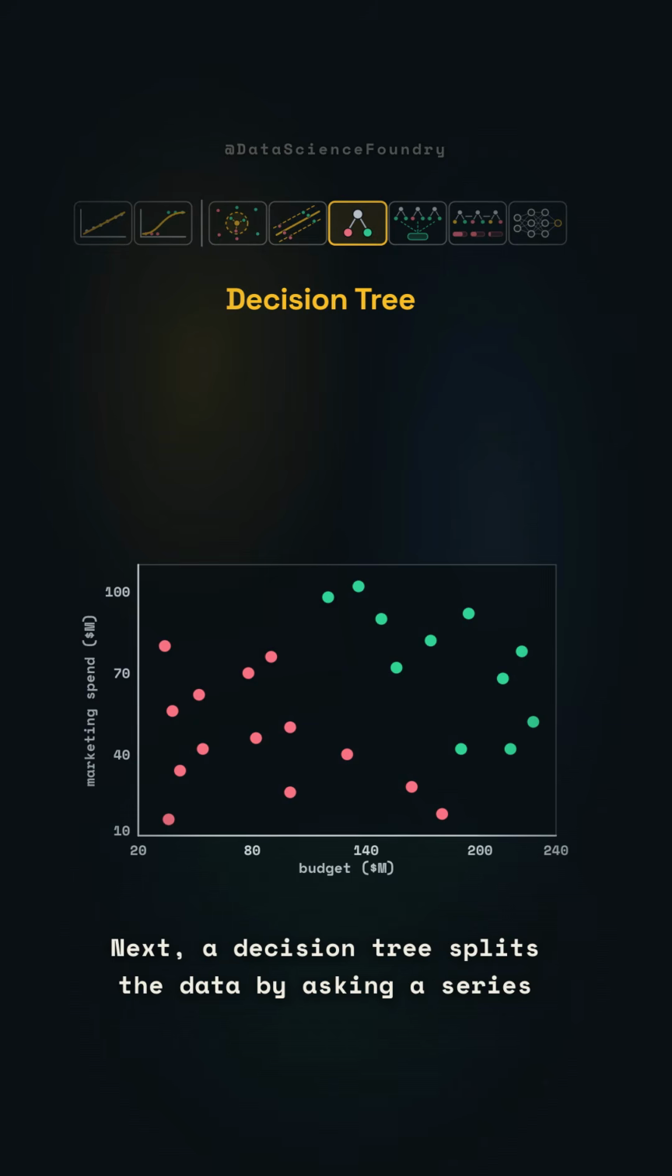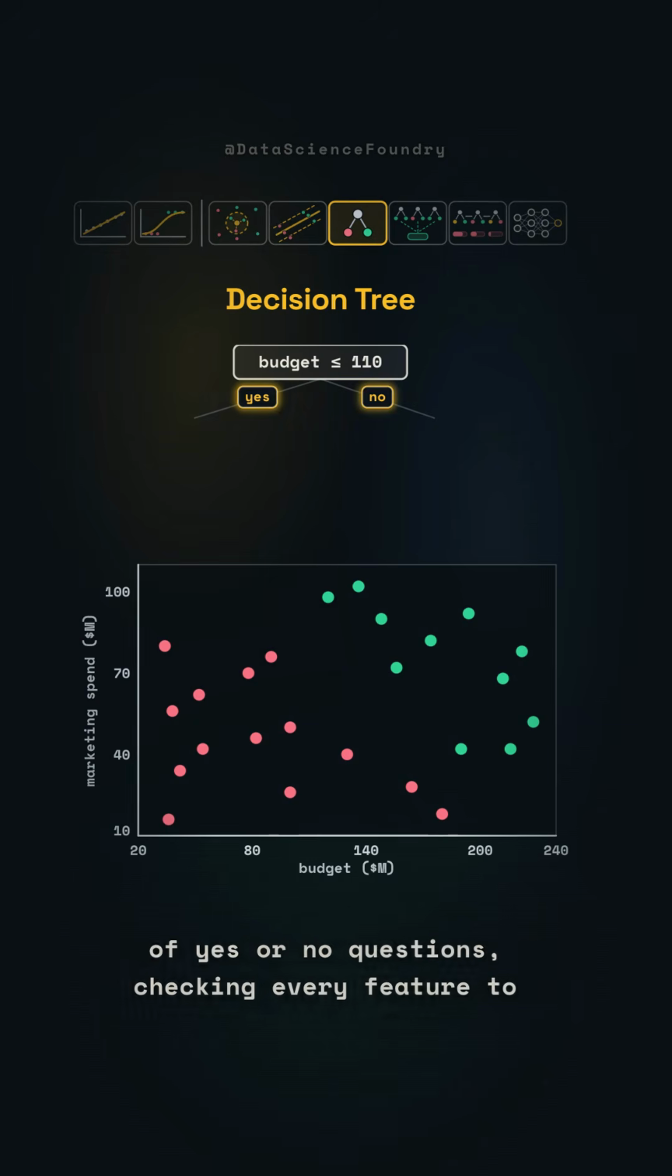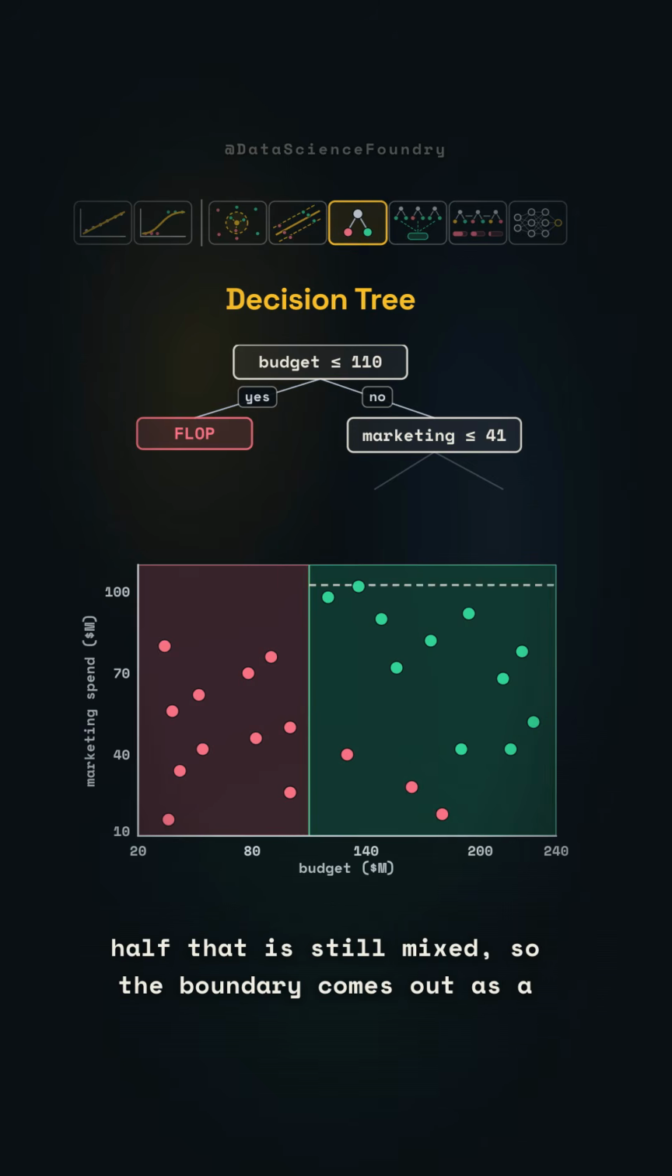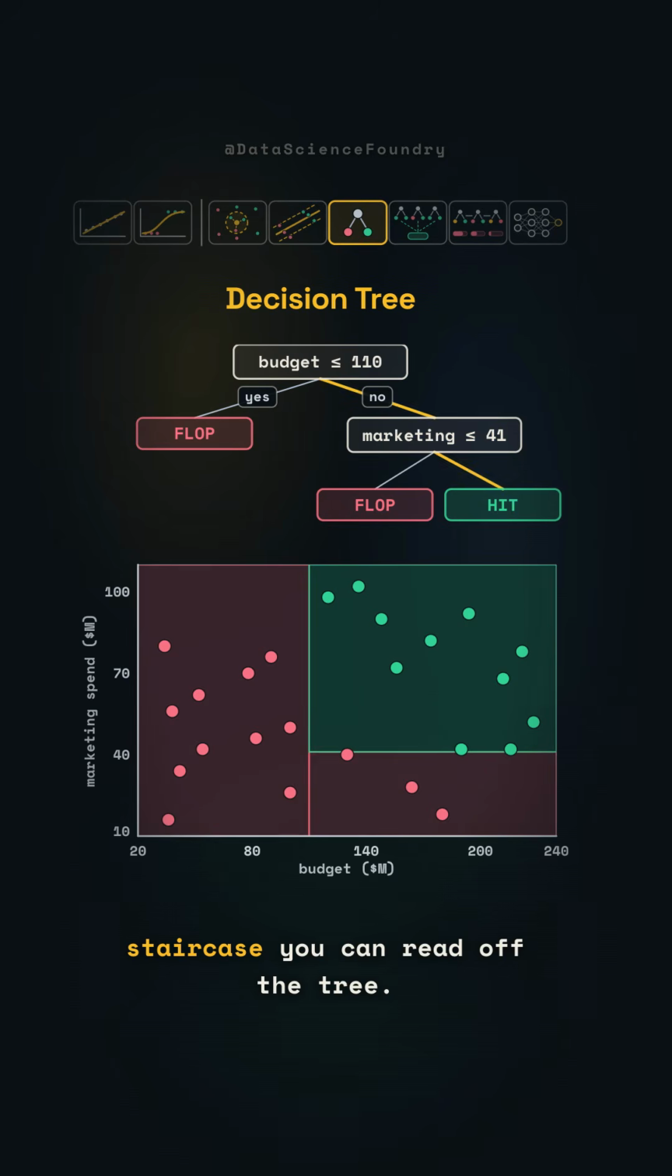Next, a decision tree splits the data by asking a series of yes or no questions, checking every feature to pick the cleanest split. Then it repeats inside each half that is still mixed, so the boundary comes out as a staircase you can read off the tree.